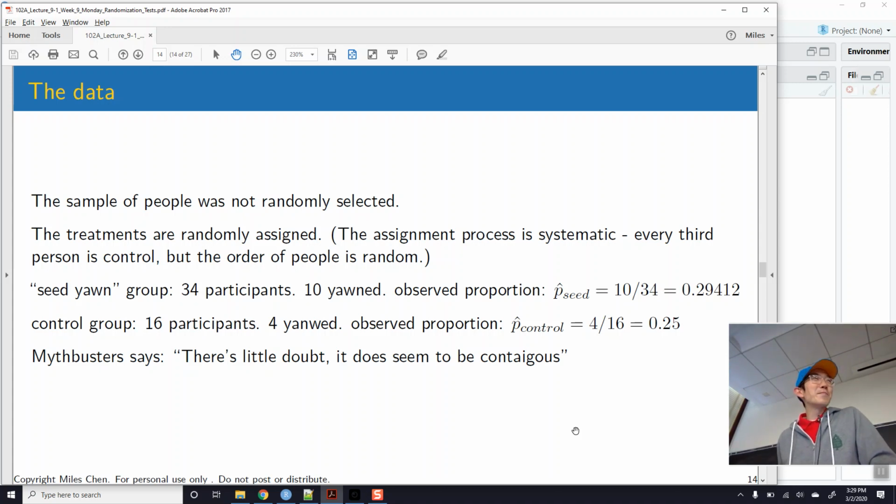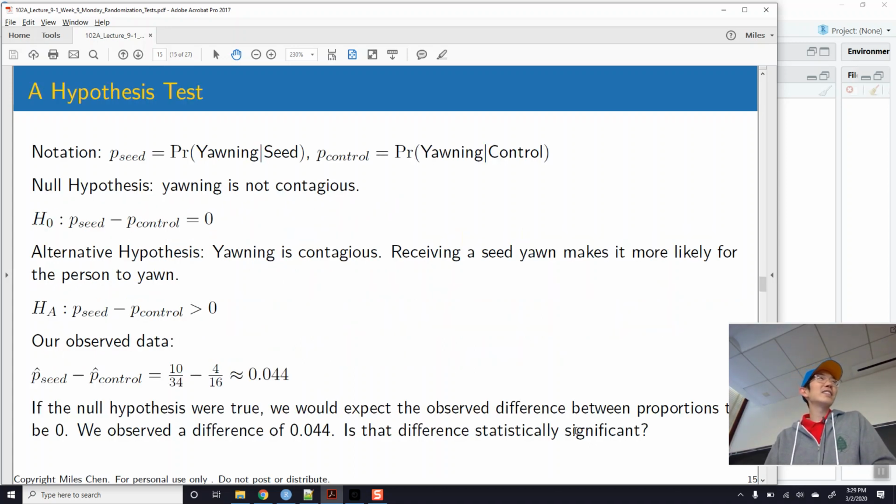So what do you guys think? This difference of 4%, are you convinced yawning is contagious? Maybe? Maybe not? A lot of you are shaking your heads. All right, we're going to set this up as a 2 proportion hypothesis test, just like the Z proportion hypothesis test, except we're not going to use the normal distribution or the central limit theorem. We're going to do a randomization test.